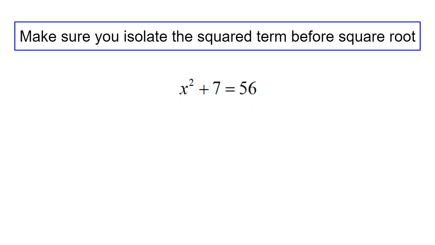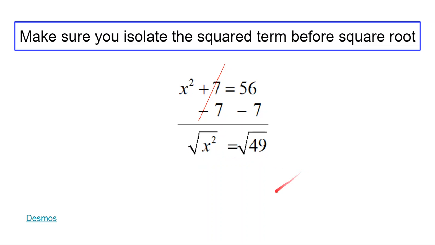You're going to be dealing with this concept when you have to isolate, meaning you have to get that squared term by itself. So, in order to get x squared by itself, the first thing we need to do is subtract 7 from each side. So, when we do that, the 7 cancels out, leaving us with our x squared by itself, and then 56 minus 7 is 49. Now I have x squared all alone equals 49. And square root each side.